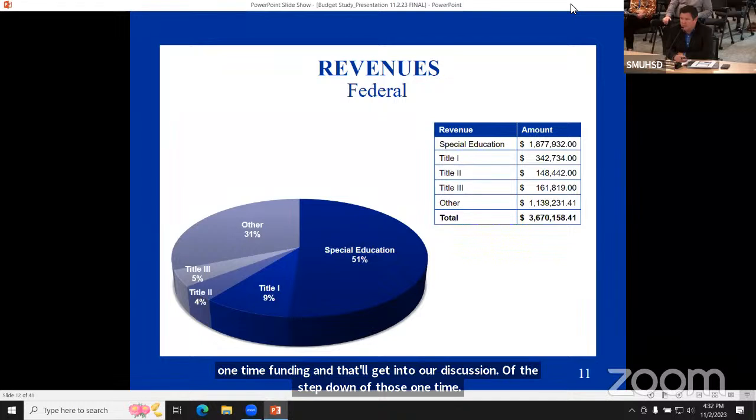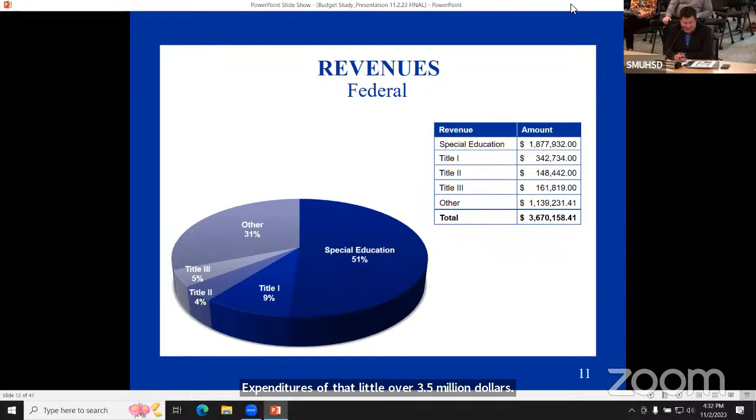Of that, a little over $3.5 million, special education through the federal IDEA is about half of it, about 1.9 million. But to clarify, the federal government's goal was to fund 40% of the cost of special education when IDEA, the Individuals with Disabilities Education Act, was approved. They've never really been over 10%. And in our district, it's a little less than 5% of the cost that the federal government supports.